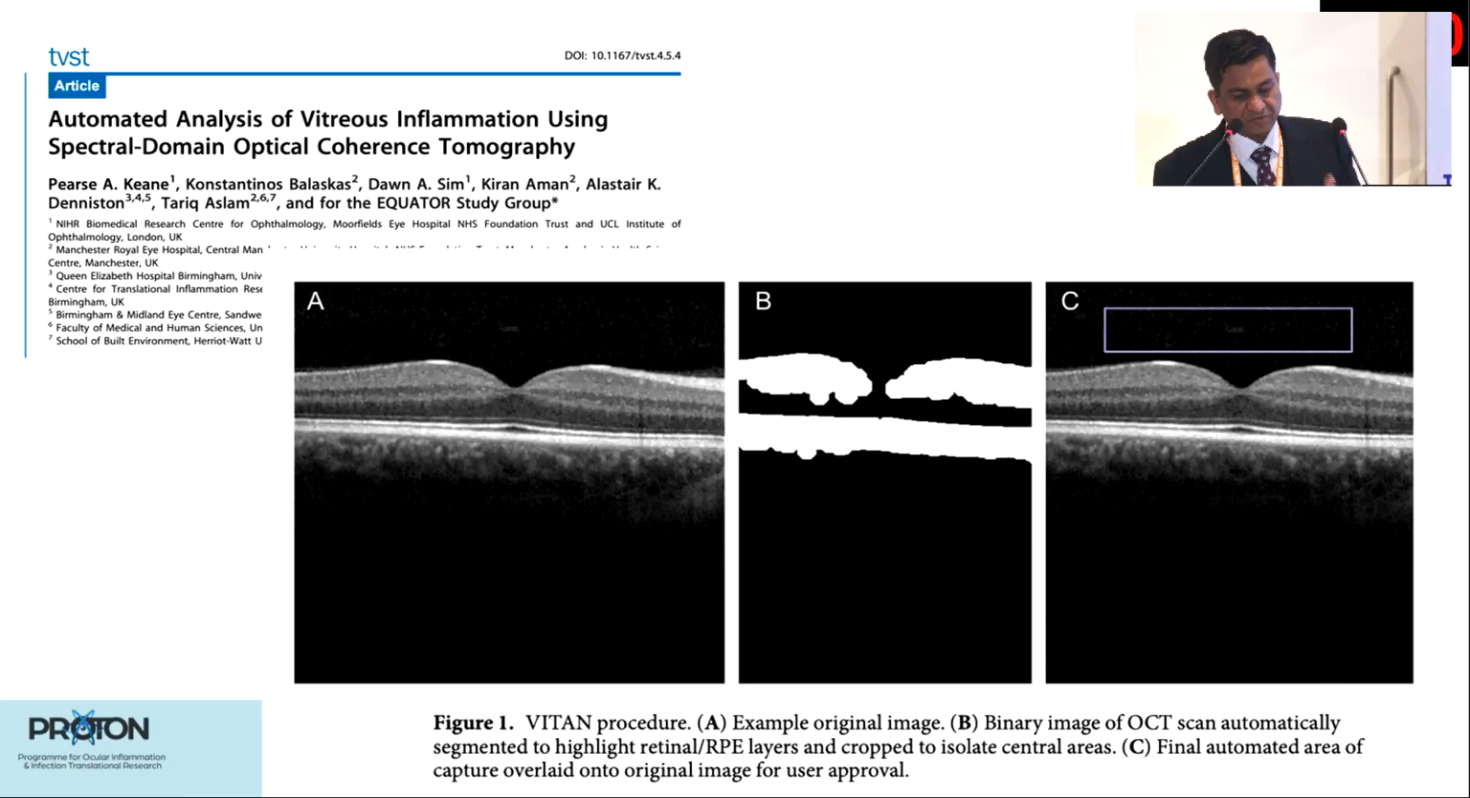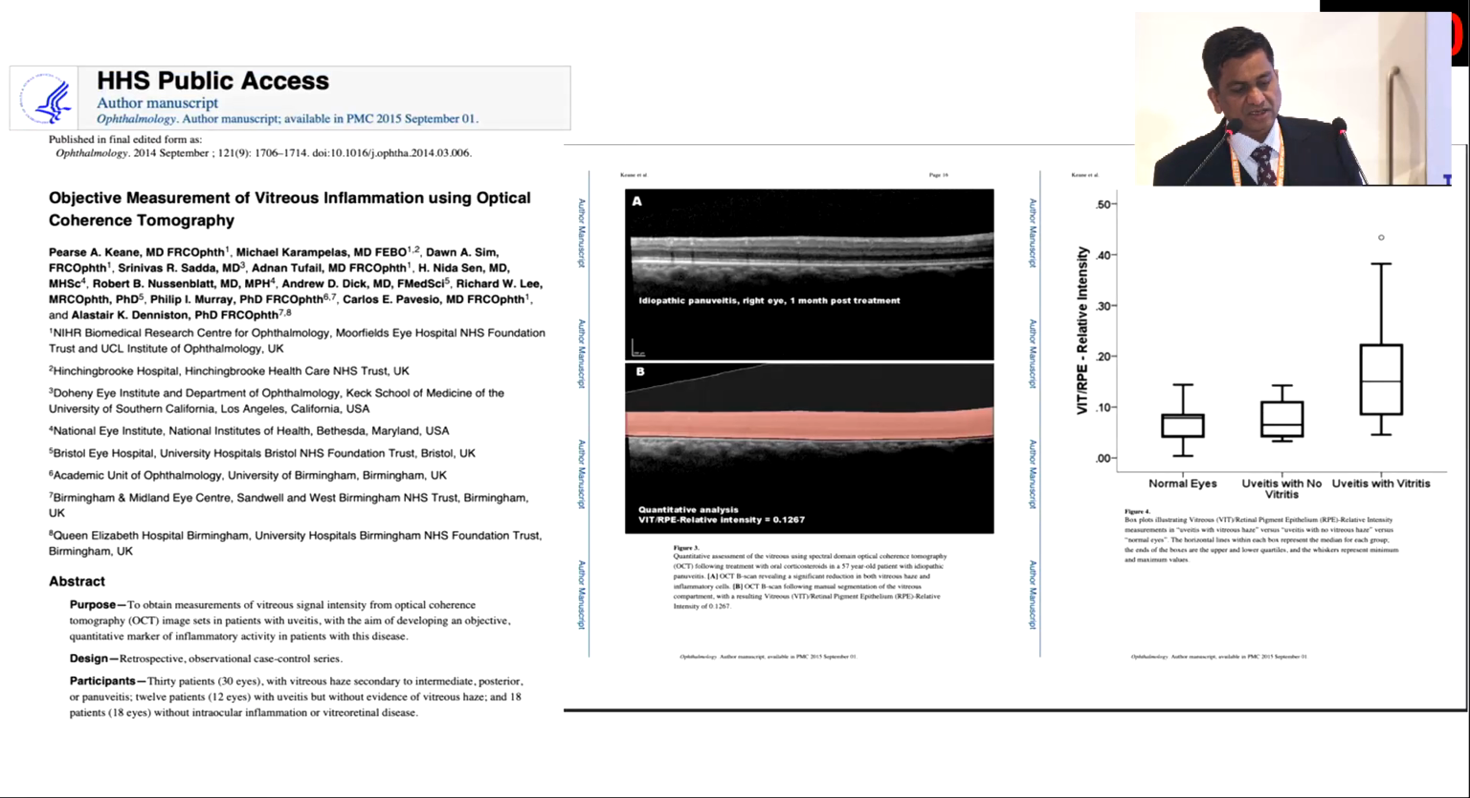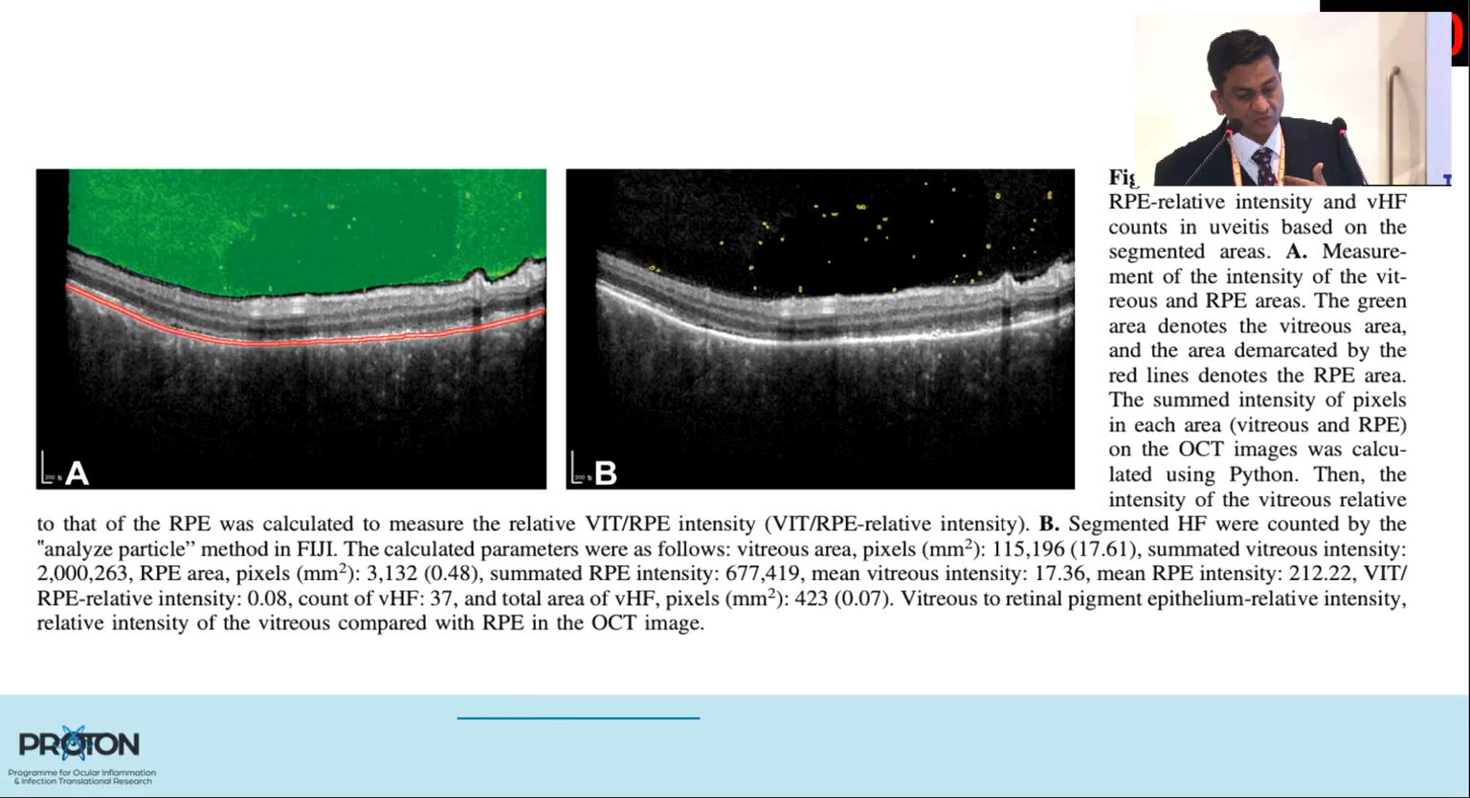There has been work done, first by Piers Keen, but mostly this work was done by Tariq from Manchester, and he wrote the software which was further validated by Piers and Alistair Denniston. And we tried to use that software with the images from Centon after getting the approval for one of the studies, sirolimus, but we were not getting very promising results. And then we thought of developing our own software.